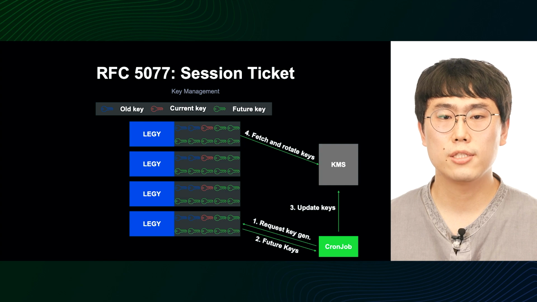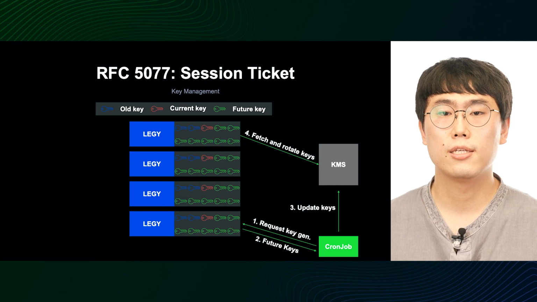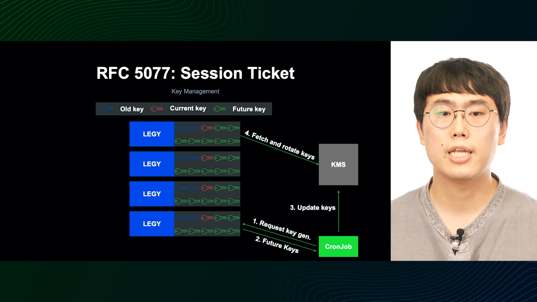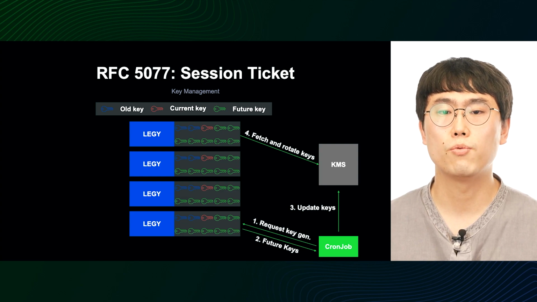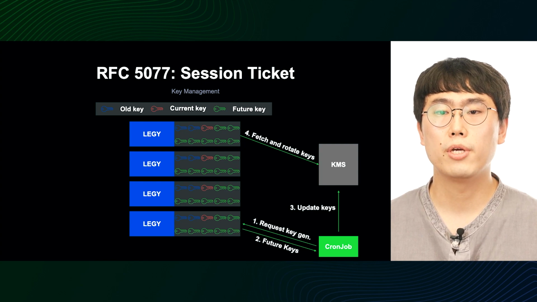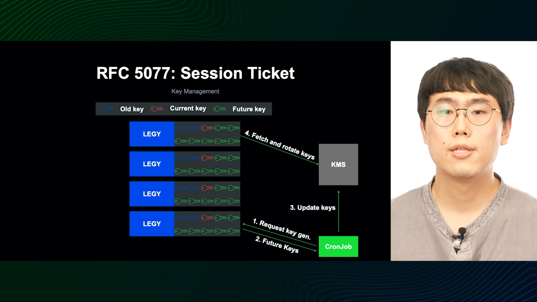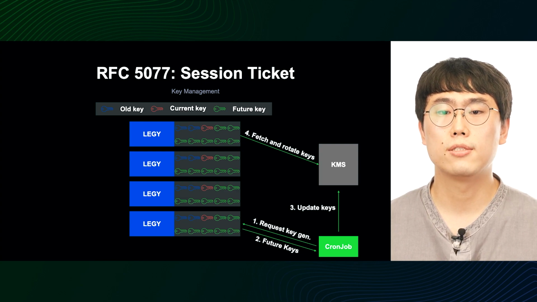We distribute the keys using our key management service. Keys are generated by LEGY. Because all LEGY instances run the same logic, our cron job sends a future key generation request to one of the LEGY instances. The generated keys are uploaded into the key management system. LEGY instances periodically discard old keys and fetch the future keys from the key management service and fill up the window. This ensures that all LEGY instances use identical keys for ticket resumption.